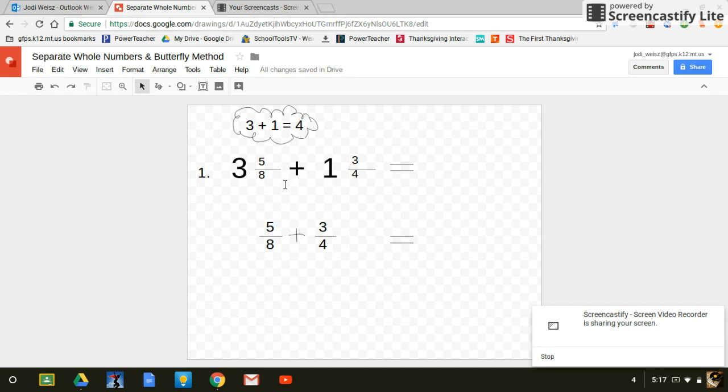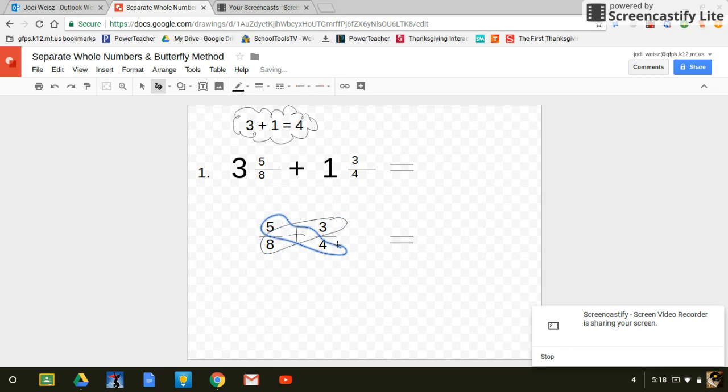Now I'm leaving it in this little cloud so that I do not forget it for later. This makes it a little bit easier, so when I come down and I take just the fractions down here, I don't have to worry about those and I can easily do my butterfly method. I am making one wing from the bottom denominator across to the other fraction's numerator, and I'm going to do the same on the other side.